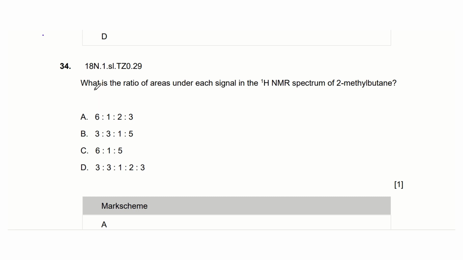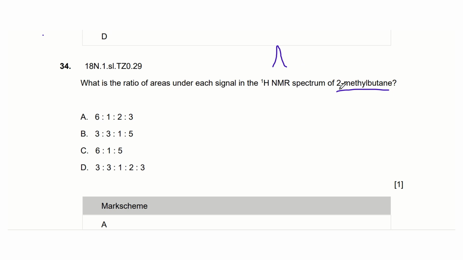Moving on to the next few questions. What is the ratio of areas under each signal in the proton NMR of 2-methylbutane? So the only way to answer this question is to actually draw the molecule that you have. And remember, when we talk about the areas under each signal, it is basically how many protons you have under each integral. Remember, this is the integral, okay? So this tells me how many hydrogens you have in the NMR spectrum.